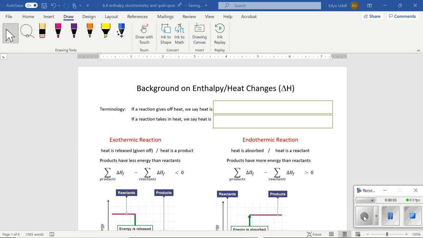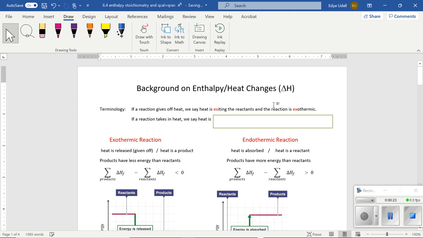All right, in this video, we're going to learn about enthalpy and heat changes, delta H, and heats of reaction, and coupling calorimetry with heats of reaction. So, first, let's open this up.